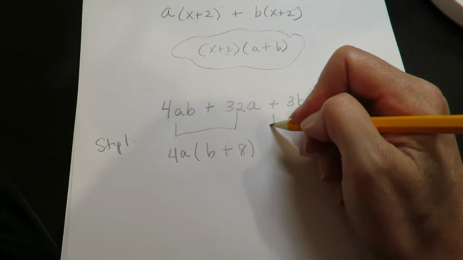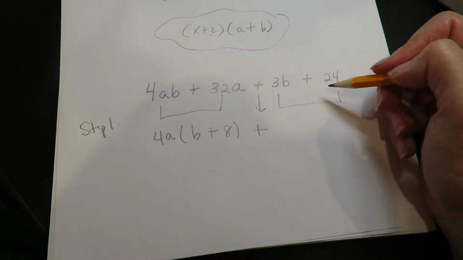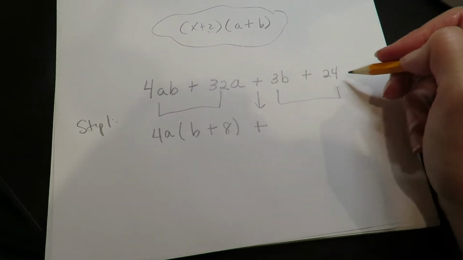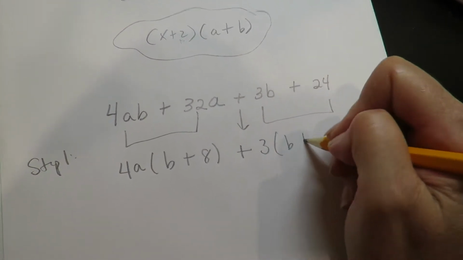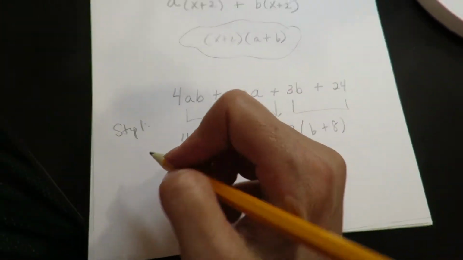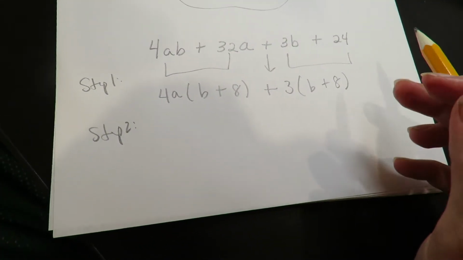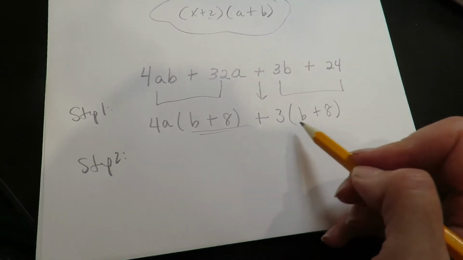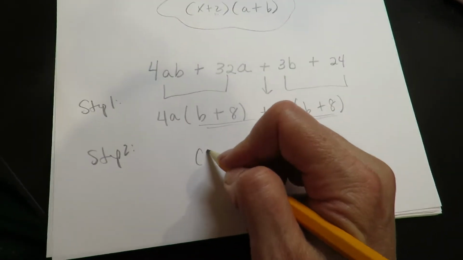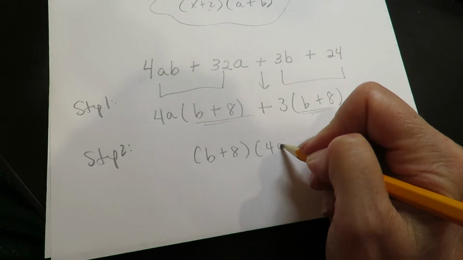You always bring down the sign of the third term. Whatever it is, you have to use it. Now I take out what's common from the last 2. That's 3. And we're going to be left with b plus 8. Okay, so that's step 1. Step 2 is to now take out the common binomial, which is what I was just showing you in the previous step. So now this is common. I'm going to pull this out in front, and I'm going to be left with 4a plus 3.